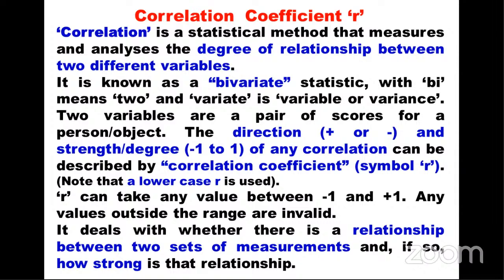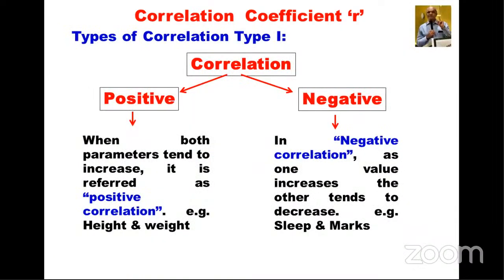So positive relationship: as X increases, Y increases. So it's positive. As X decreases, Y increases, it's a negative relationship. As the height of a child increases, weight also increases, so it's a positive relationship. As hours of sleep increase, the marks of a student decrease, so it's a negative relationship.